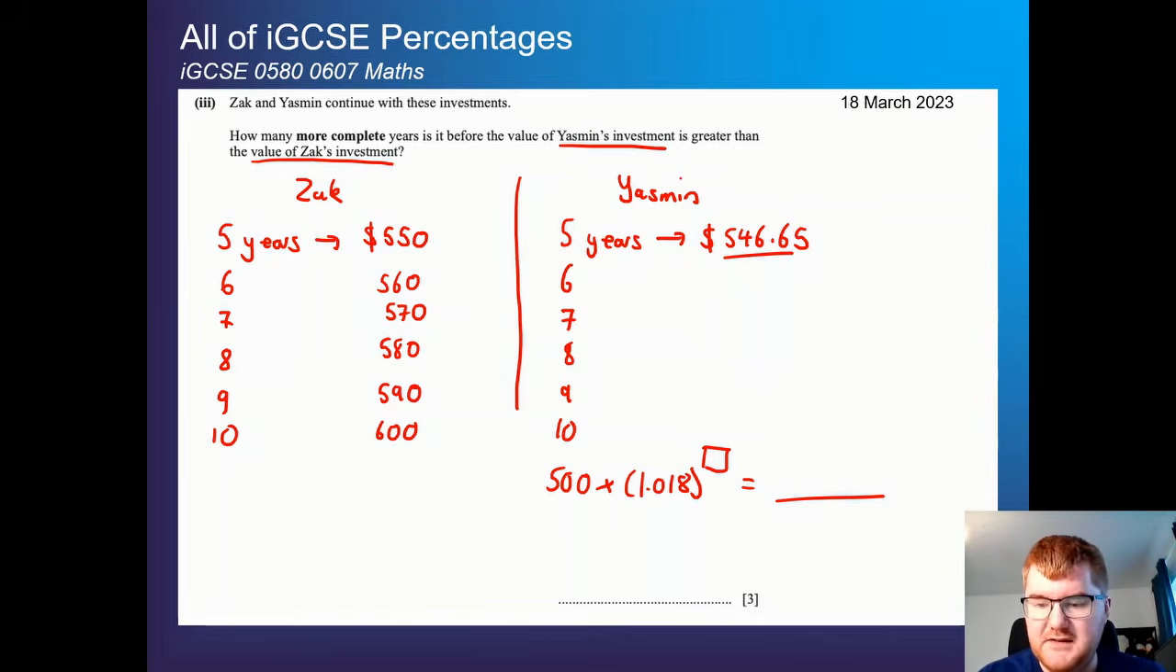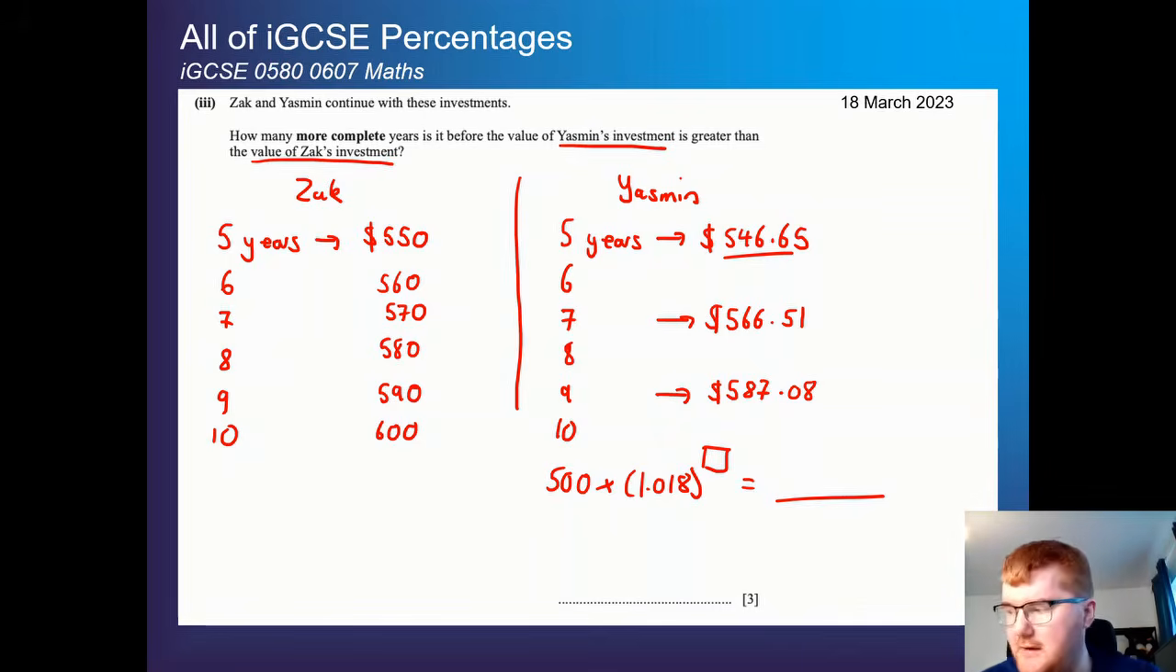So we're going to do 1.018 to the power of 7. That gives us, for this one here, $566.51. Again, still too low. We can try then to the power of 9. So that here gives us $587.08. And again, we can keep trying different numbers here.